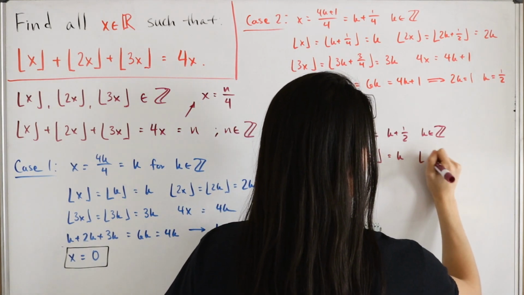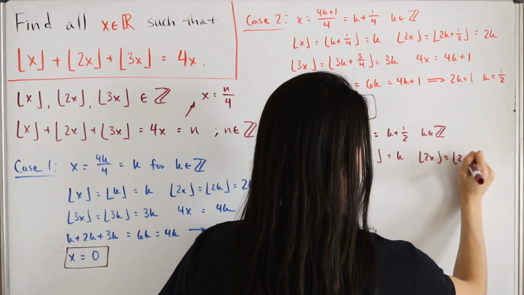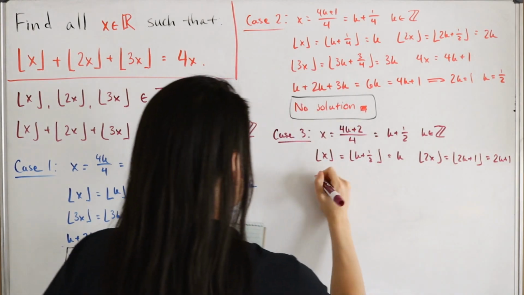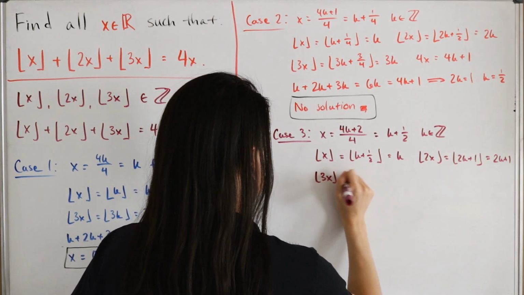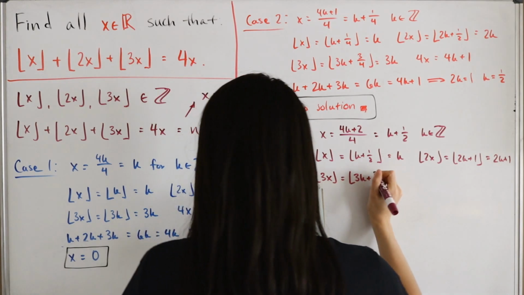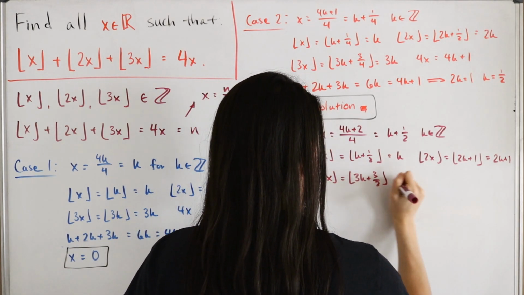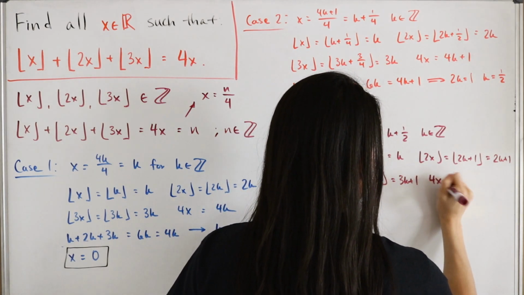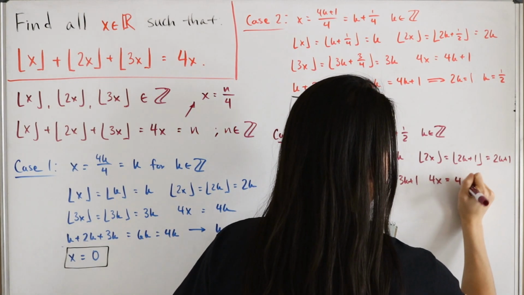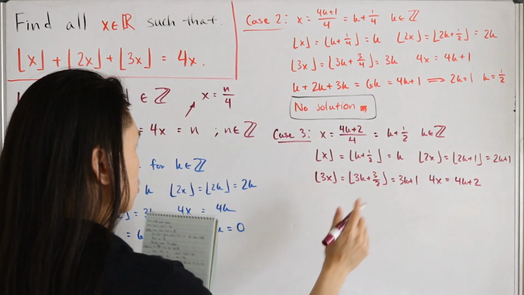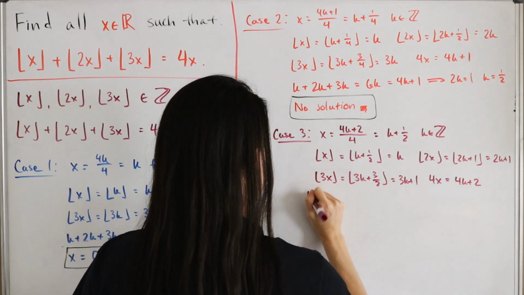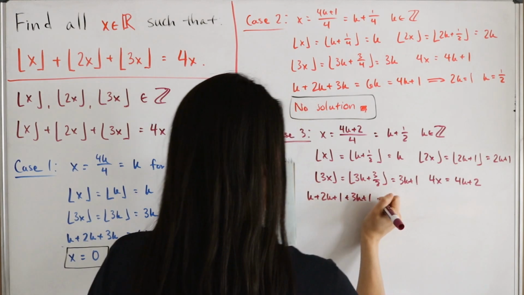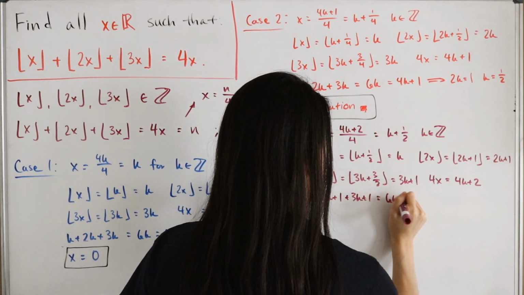And then next I have the floor of 2x, so that's just going to equal 2k plus 1, which of course is still an integer. Now I have the floor of 3x, so that's going to be 3k plus 3 over 2. If I take the floor of that entire thing, that's 3k plus 1. And for 4x, if I just plug that in, that's going to be 4k plus 2. So putting this all together, I take the sum: k plus 2k plus 1, and then add 3k plus 1. That entire side is going to equal 6k plus 2.